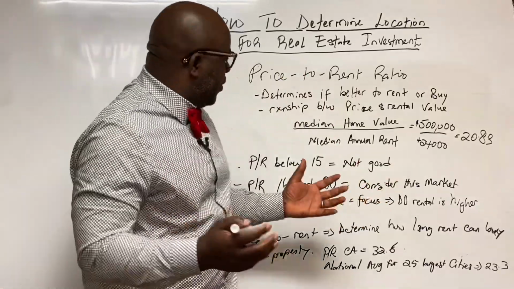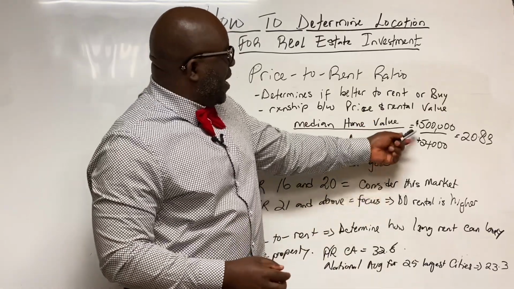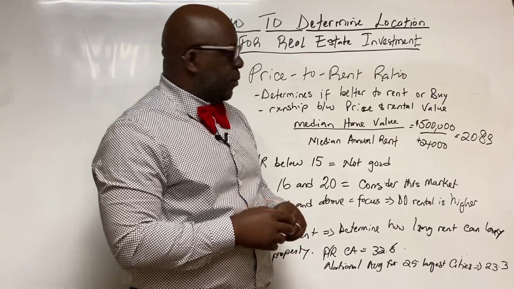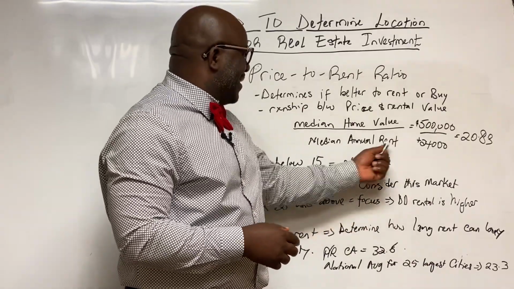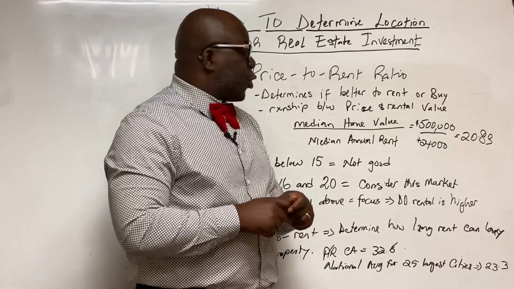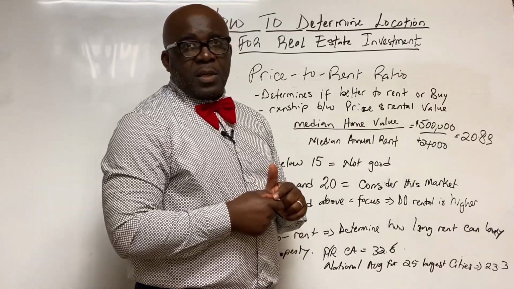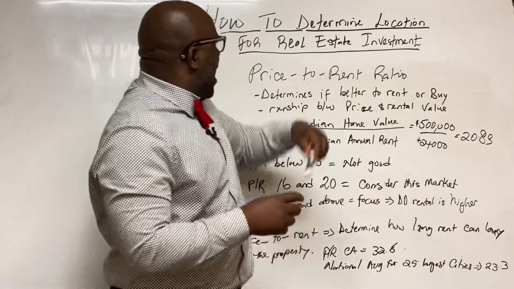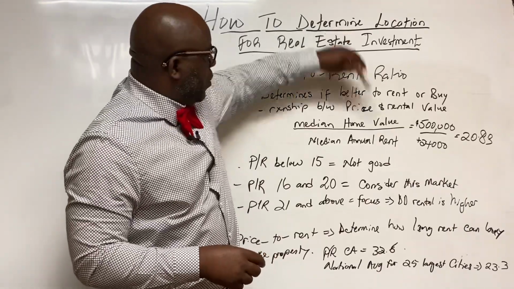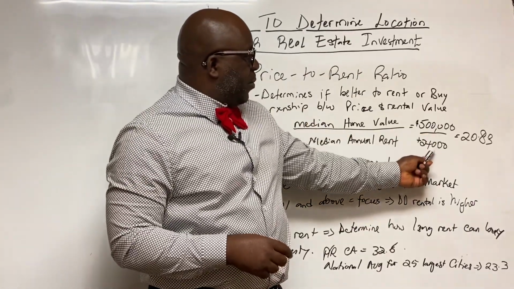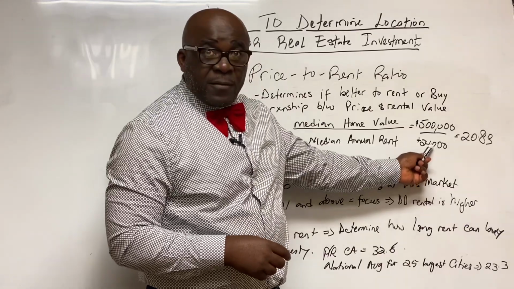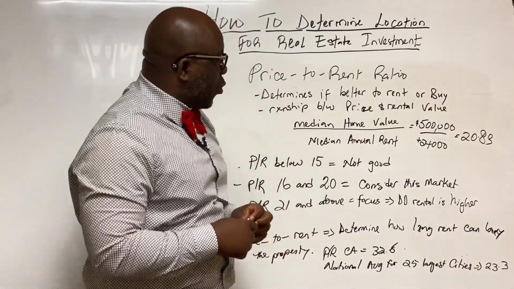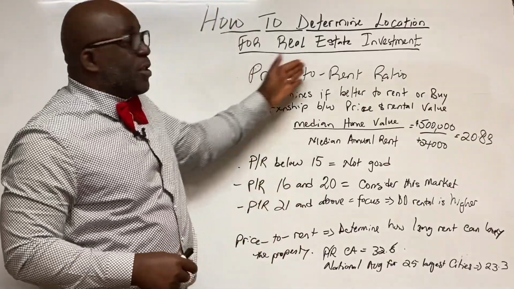Let's say, for example, the median home value in this neighborhood is 500,000. And the median rent is 2,000 a month. So in 1 year, it will be 24,000. So to determine our price to rent ratio, we'll divide 500,000 by 24,000 and it will give us 20.83. So the 20.83 will be our price to rent ratio.